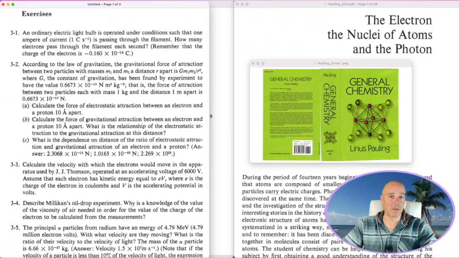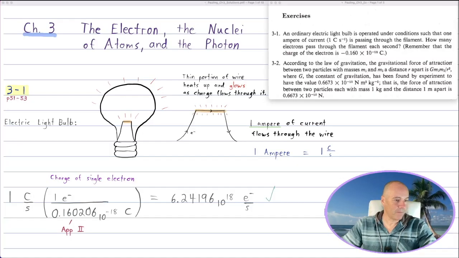And let's jump over to our solution notes. Here we go. Problem 1, Chapter 3 reads, an ordinary electric light bulb is operated under conditions such that 1 ampere of current, 1 coulomb per second, is passing through the filament. How many electrons pass through the filament each second? Remember that the charge of the electron is negative 0.160 times 10 to the negative 18 coulombs.